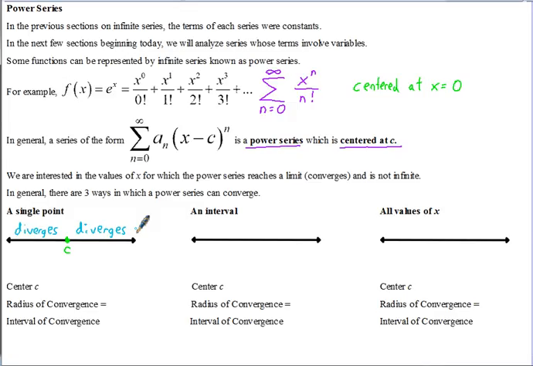So we've got a center c. Since it doesn't go anywhere from the center on either side, the radius of convergence here would just be 0. And the interval of convergence, well, there is no interval here where it converges, so that does not exist, or there is none.